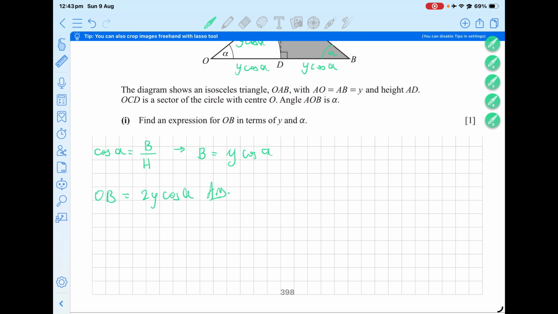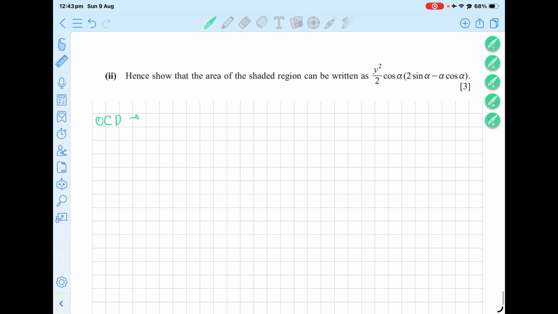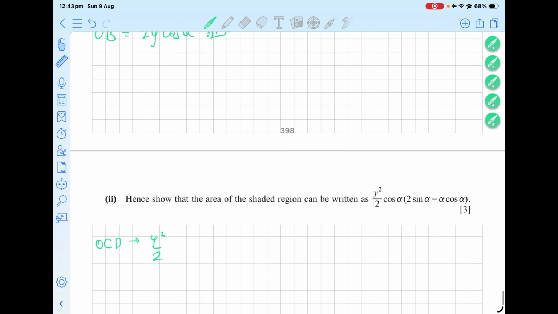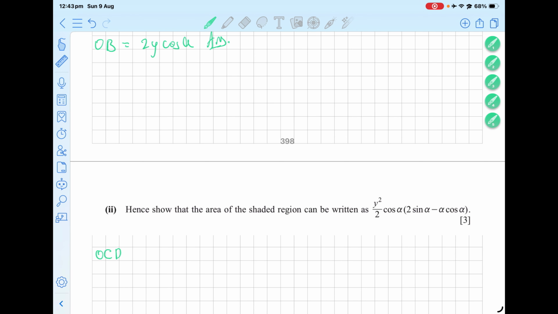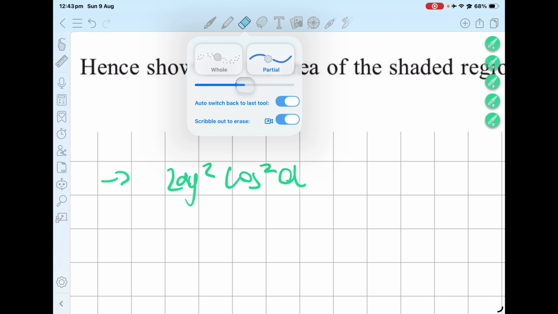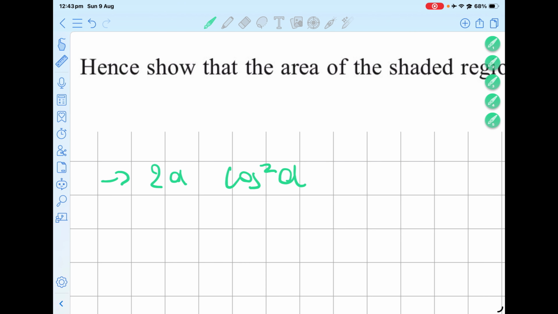So this is going to be y squared over 2, half r squared theta. So basically 2y squared cos squared alpha, and then an alpha over here. So let me fix that alpha, which is going to be 2 alpha y squared. Okay, then, so that's the area of the shaded region.